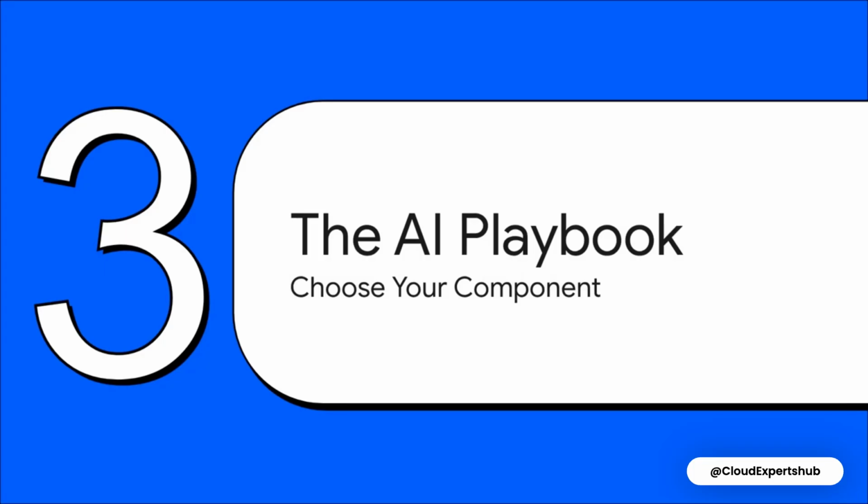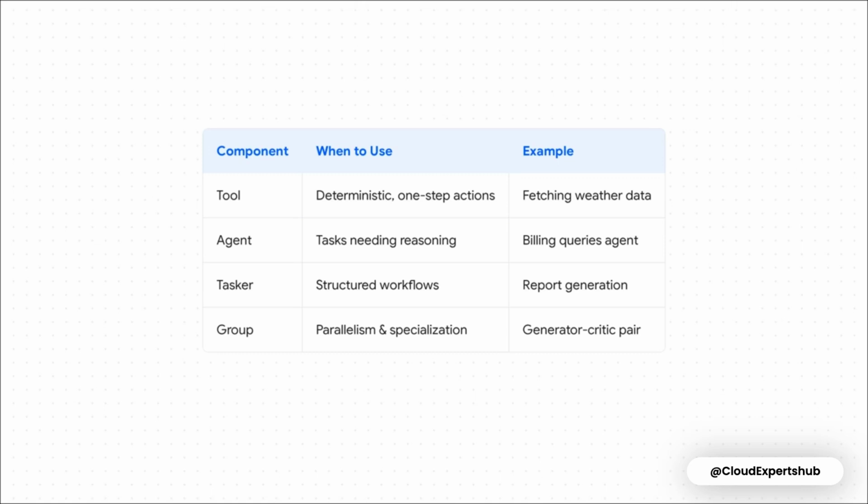Okay, we've met the whole team. We've got our tools, our agents, and our team leads. So the big question is, who do you put on the field and when? Let's wrap this all up into the ultimate AI playbook. And here it is, your cheat sheet. It really boils down to this.